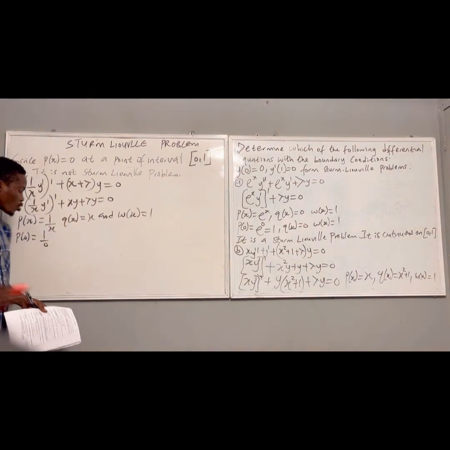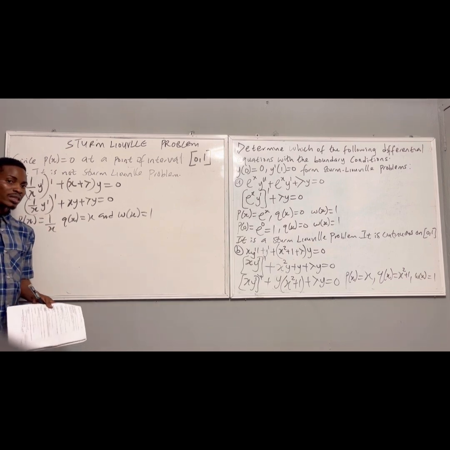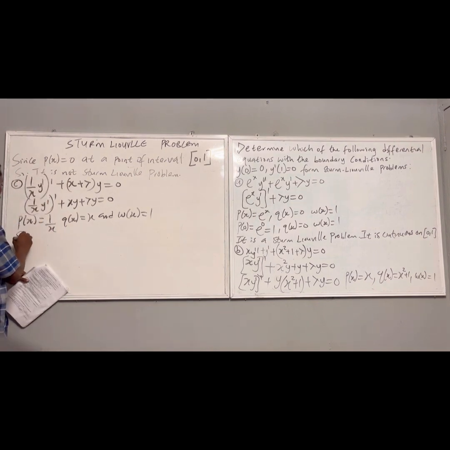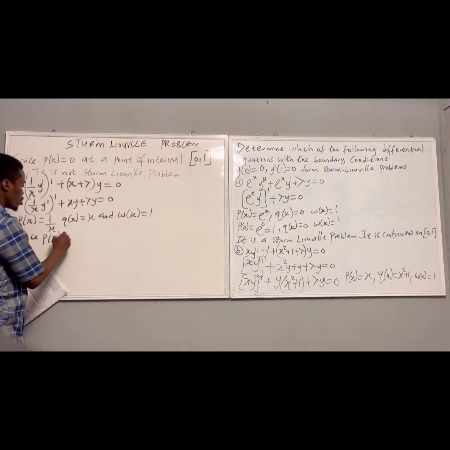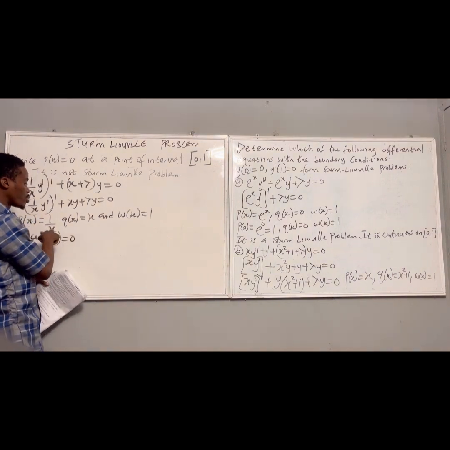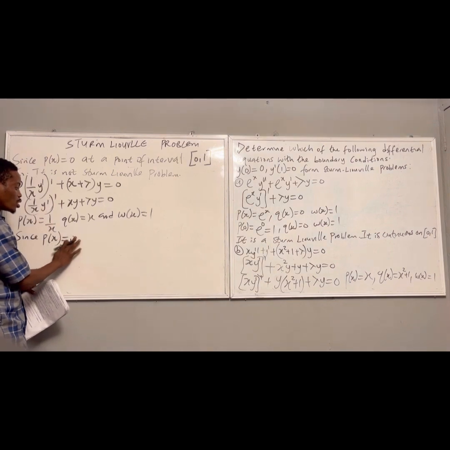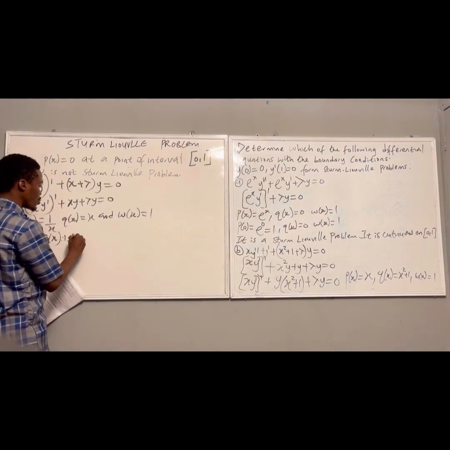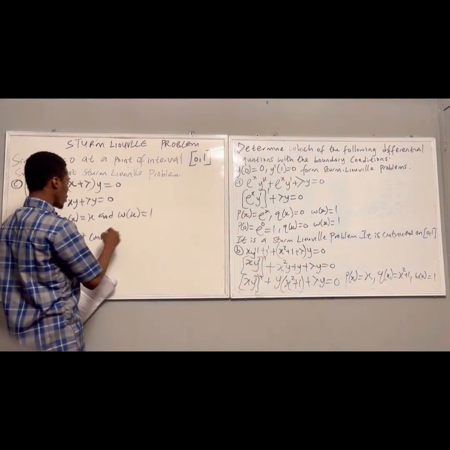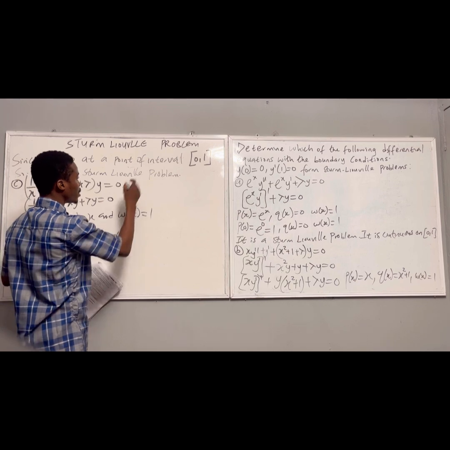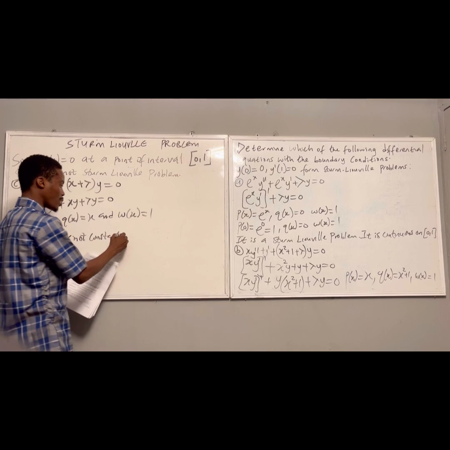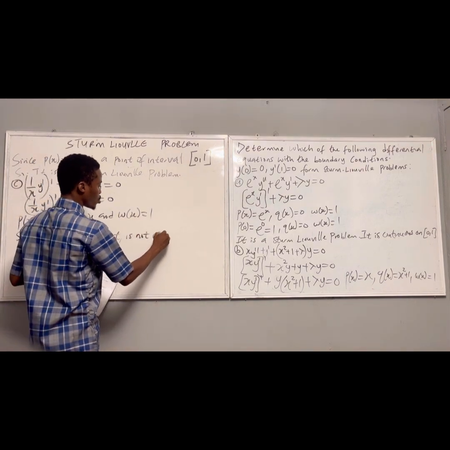So since p of s is not continuous on the interval 0, 1, it is not a Sturm-Liouville problem. So since p of s is not continuous at 0, when I put 0 it is undefined. Since p of s is not constant, then we have that it's not constant and also it's not continuous.